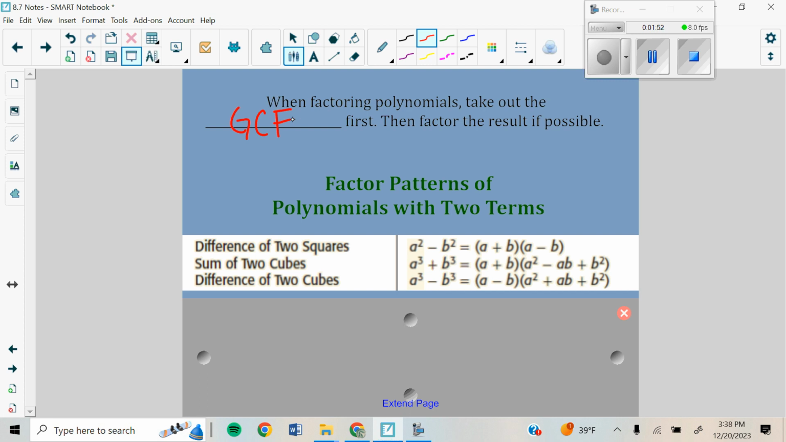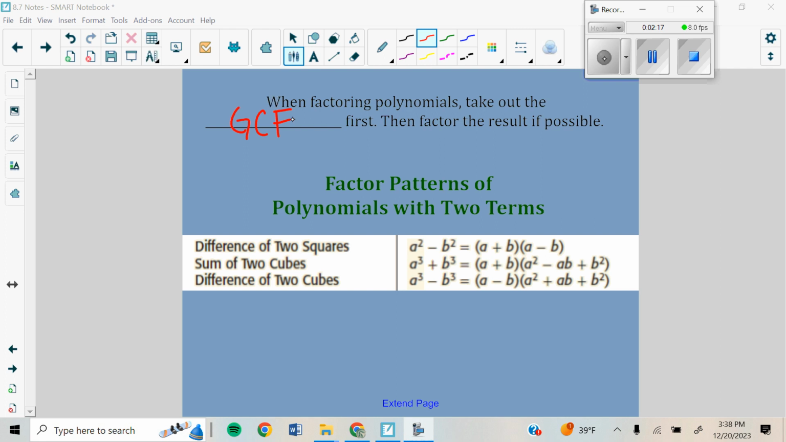All right, so I want you to pause the video here and fill in your table for difference of two squares, and then we have sum of two cubes and difference of two cubes, and that is something new we are going to look at today. All right, so hopefully you are pausing and getting those written down. All right, so you have them written down.